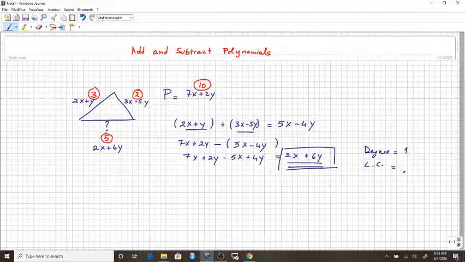Okay. So in this case, we can say that the leading coefficient is either 2 or 6. So it depends on which one you consider the highest degree term.